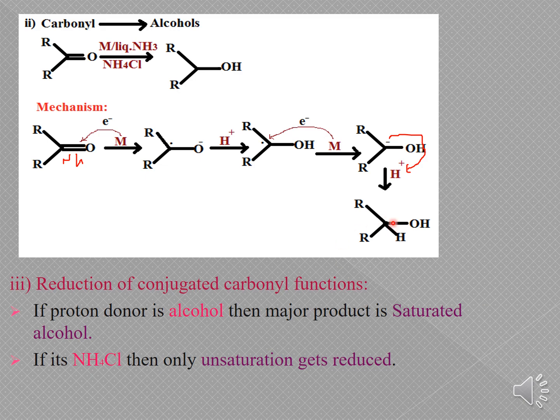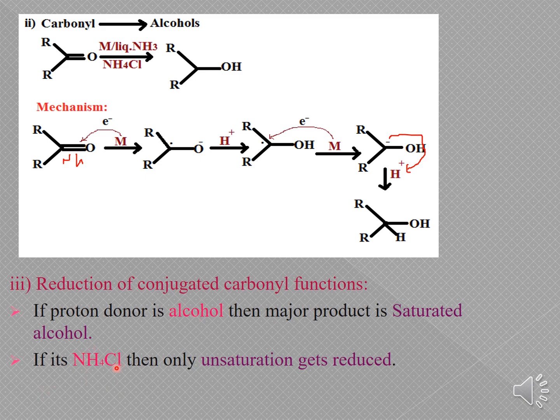This anion again will abstract the proton, and then this anion will again abstract the proton from here, and you will result in the alcohol molecule. Okay. So moving on to the third application, that is the reduction of the conjugated carbonyl functions.